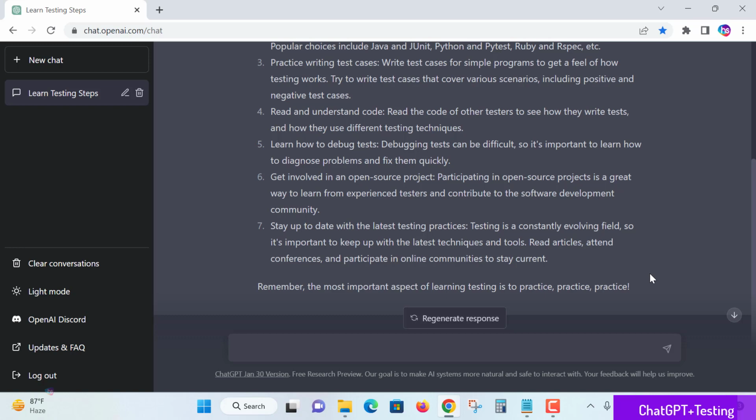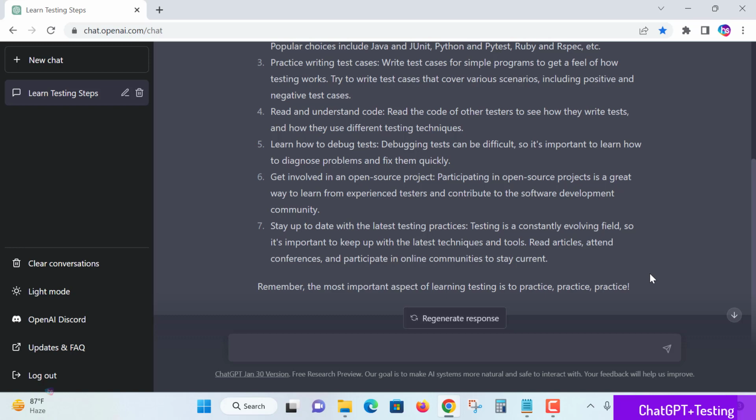Now next, get involved in open source projects at first. So how is participating in open source possible? Yes, by joining free open source forums or experienced persons who are interacting. Contribute your way in software development communities. Stay up to date with what testing practice is important. Similarly, testing is a continuously evolving field. Keep updating on the latest technologies, techniques and tools by reading articles, attending conferences, and participating in online communities. These all will keep you updated.